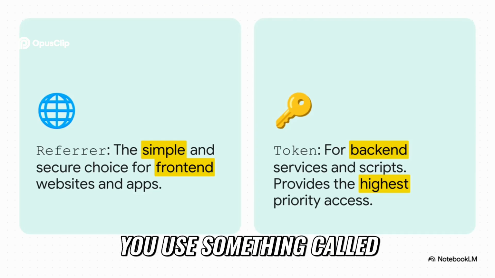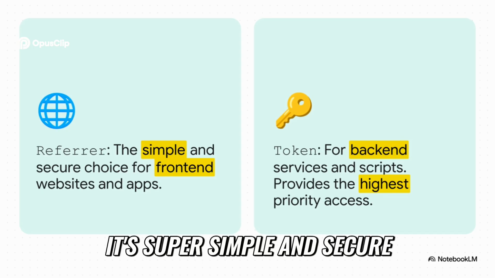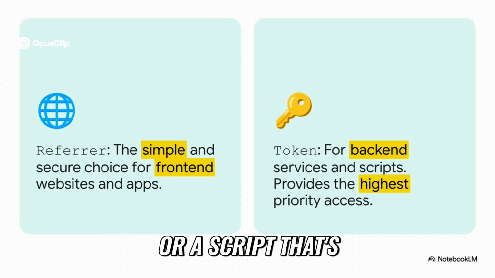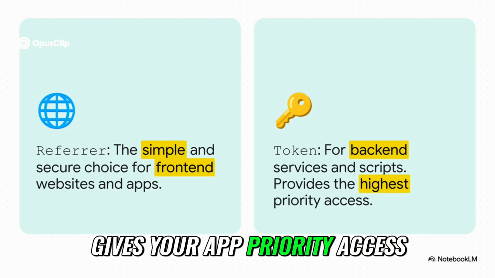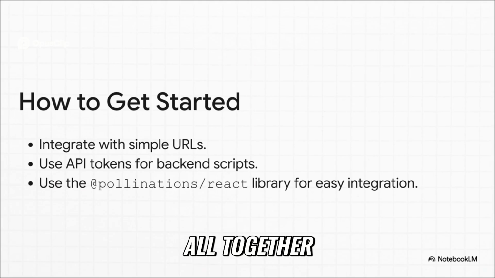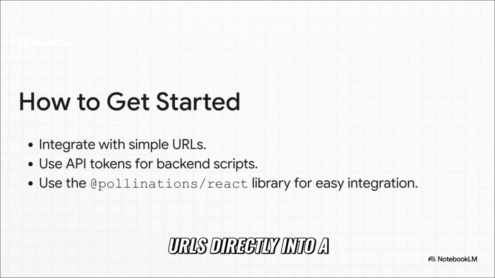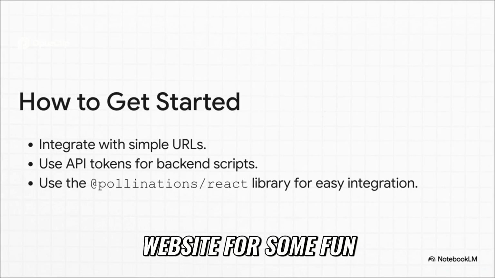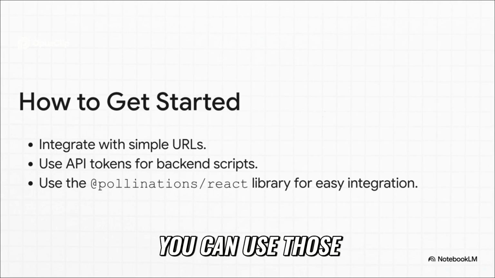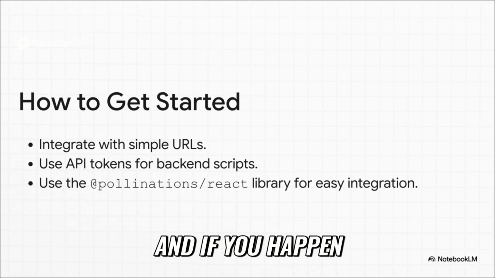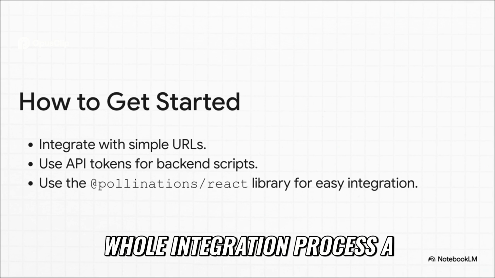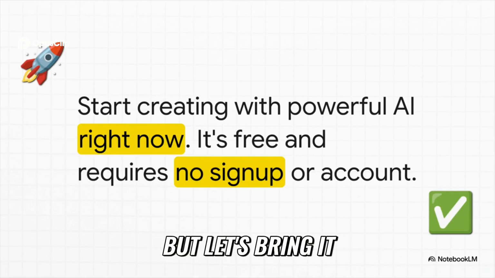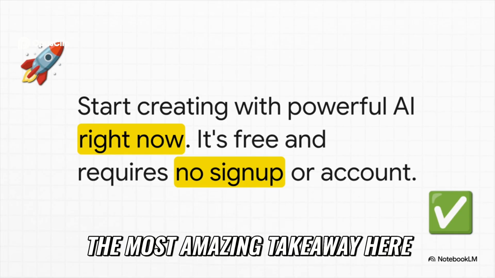For a public website, you use something called a referrer. It's super simple and secure. For a back-end application or a script that's running on a server, you'll use a token. Think of it like a secret key that gives your app priority access. So to put it all together, you have a few really clear ways to get started. You can just begin by embedding these simple URLs directly into a website for some fun, quick features. For more power, you can use those API tokens in your backend code. And if you happen to be a React developer, there's even a dedicated library that makes the whole integration process a total breeze.